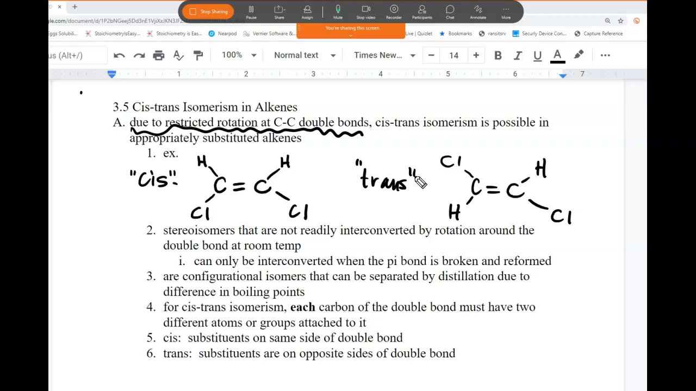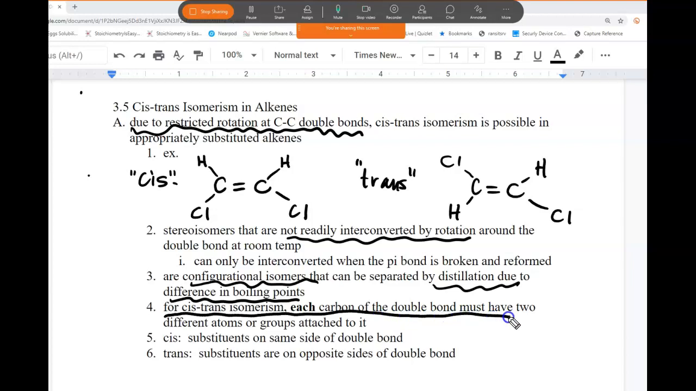They are called stereoisomers because of their positioning of compounds around the two carbon double bond, but they are not readily interconverted by rotation. In other words, you'd have to break the bond to rotate them. Okay, and so it's talking about breaking the pi bond here. These are configurational isomers, and they can be separated by distillation. In other words, they have a difference in boiling points. So for cis-trans isomerism, each carbon of the double bond must have two different atoms or groups attached to it. So that's a good thing to remember. Each carbon of the double bond must have two different atoms or groups attached to it. And then we talked about what those two things mean.